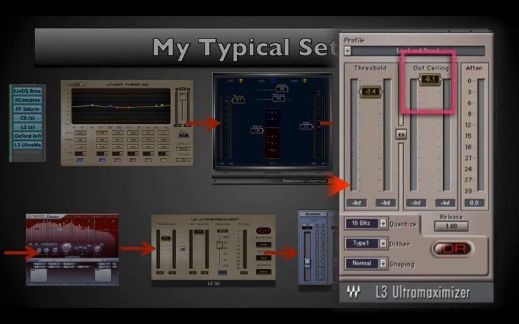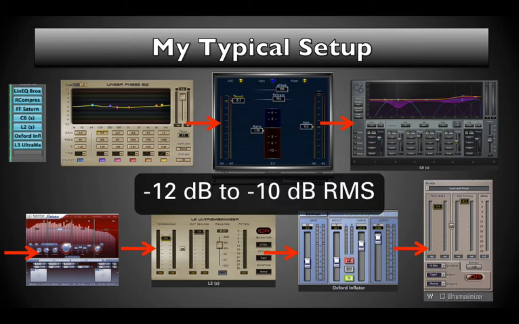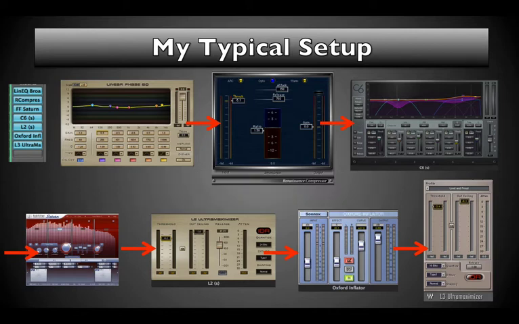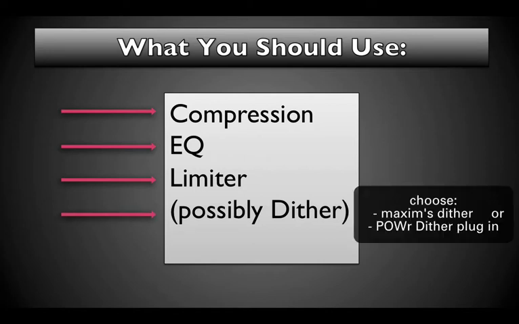You see that my output ceiling is 0.1, and I'm lowering this to get about 2 to 3 dB of gain reduction, which usually gets me within the -12 to -10 dB RMS range of my mixes, if my mix is already at -3. So this is what you should use: slight compression, a little bit of EQ, slight limiter. And as you can see in the instructions, you can either use the Maxim's internal dithering or you can use Power dithering afterwards. I personally think that Power dithering is one of the best dithers out there, and probably a better choice than using Maxim's dither.